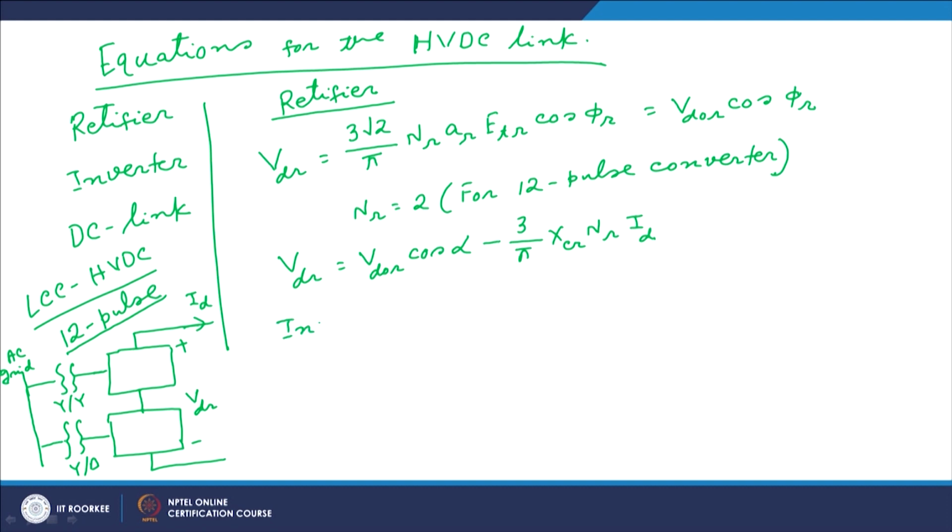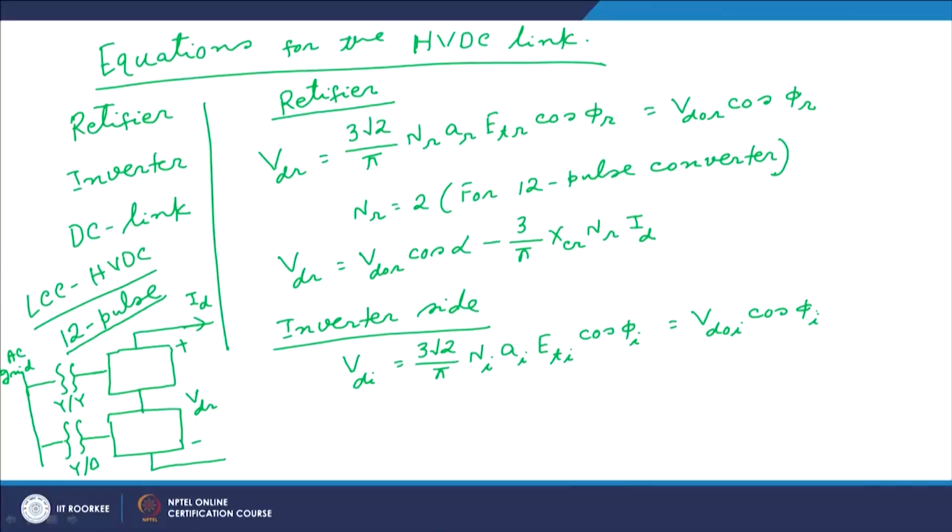Similarly, at the inverter side, the same equations prevail. So, VDI would be given by 3 root 2 by pi Ni, where Ni is the number of 6 pulse converters at the inverter side, into AI. AI is nothing but the transformer tap ratio at the inverter side, ETI cos phi I, that is given by VDOI cos phi I.